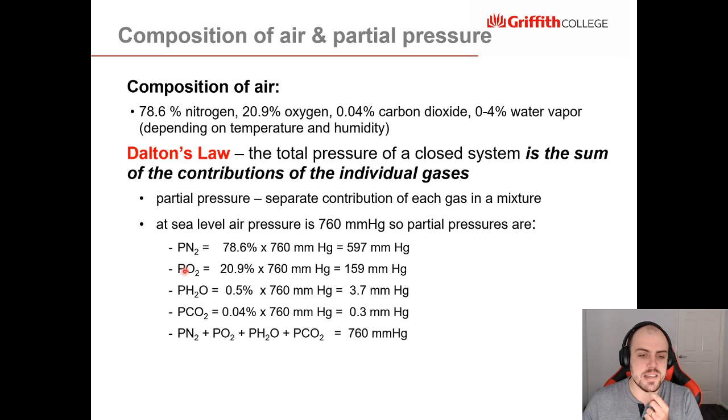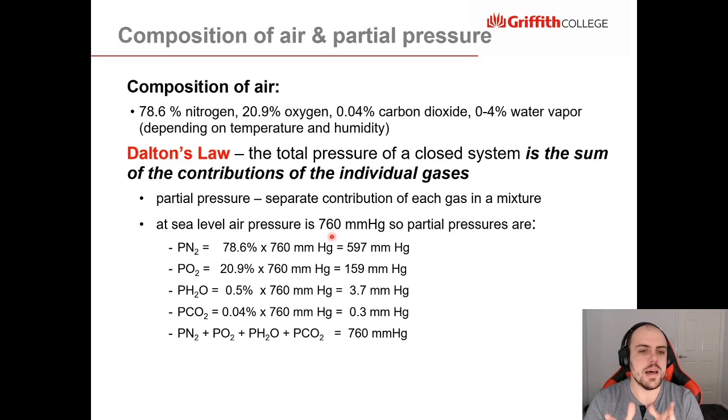So what this means is, if I was to take the air in this room right now, and I activated a magic filter and said, get rid of all the nitrogen, just suck out all the nitrogen, it's gone, get rid of it. My pressure, the air pressure in my room right now would decrease by 597 millimeters of mercury, because that was the amount of pressure that was being generated by nitrogen.